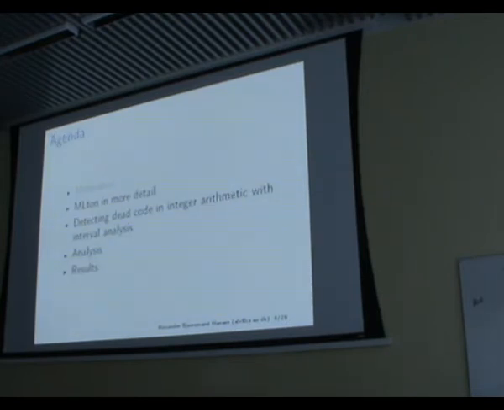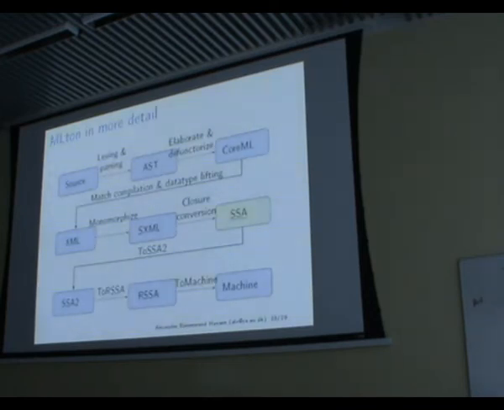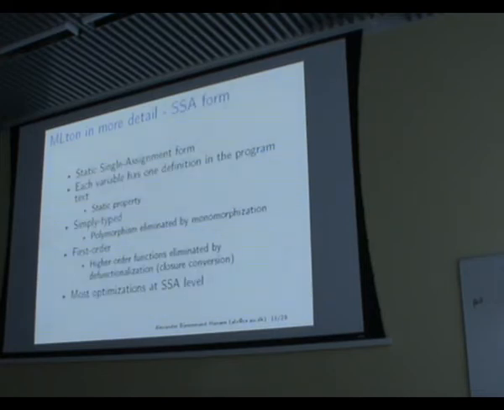So my talk is first about MLton in a bit more detail, then about detecting the dead code using interval analysis, the analysis itself, and the result. So MLton in detail: from source code to machine code, some intermediate steps and some transformations between them. At some point, we reach SSA, static single assignment. We've been through a monomorphized phase and a closure conversion phase. So we end up with a simply typed first order language.